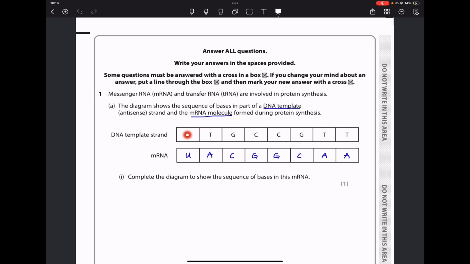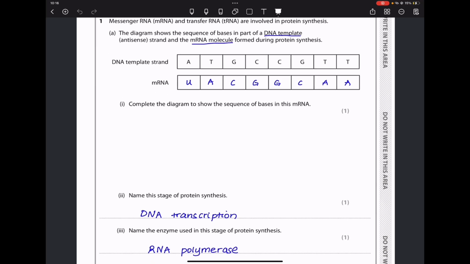If DNA has adenine, messenger RNA is going to have uracil because messenger RNA will not have thymine. So if we have thymine here, it's adenine, guanine, cytosine, cytosine, guanine, cytosine, guanine, guanine, cytosine, thymine, adenine, and thymine, adenine. So that should be the base sequence.